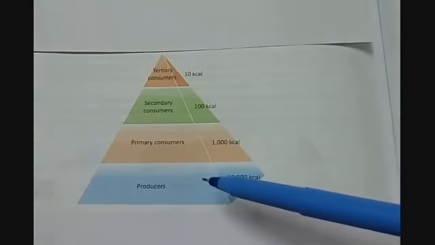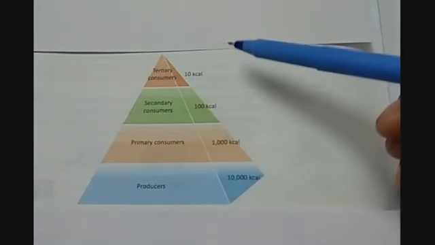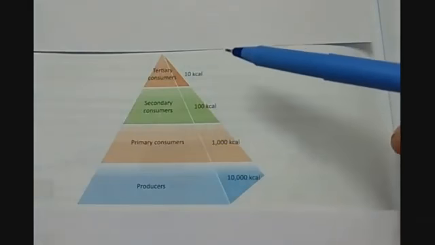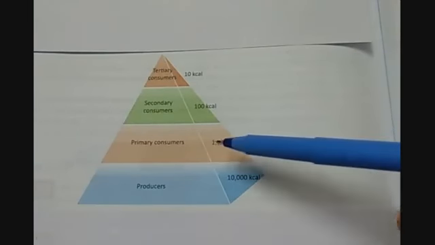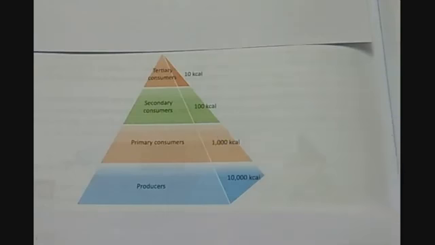So energy always gradually decreases as we go into different trophic levels in consumers. So it is always upright.